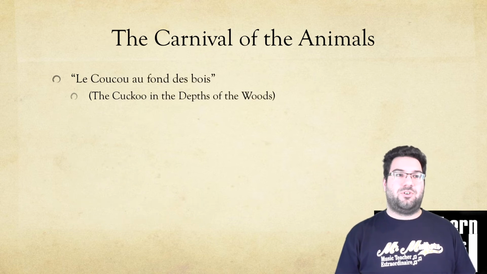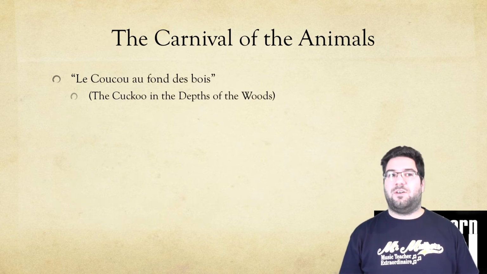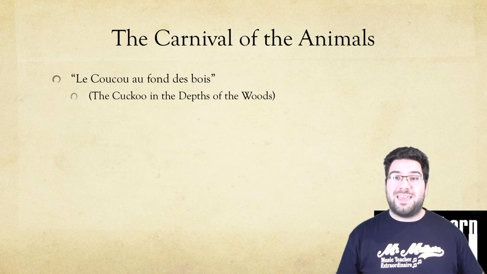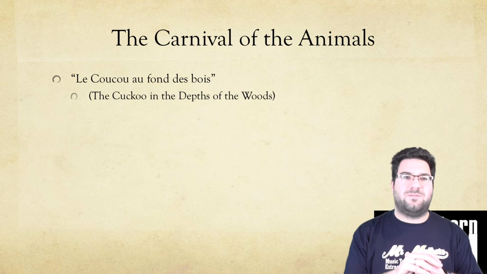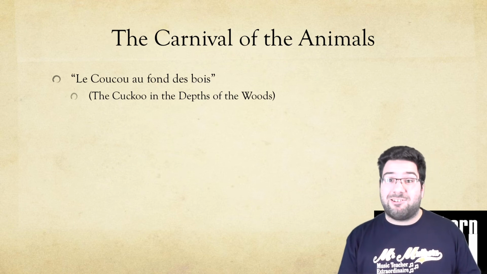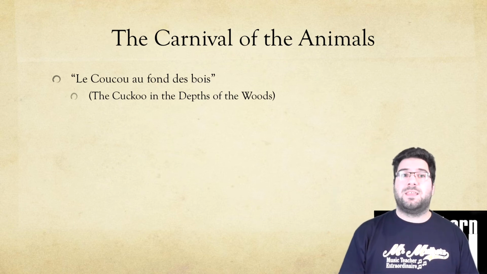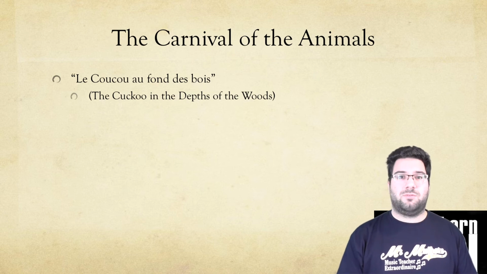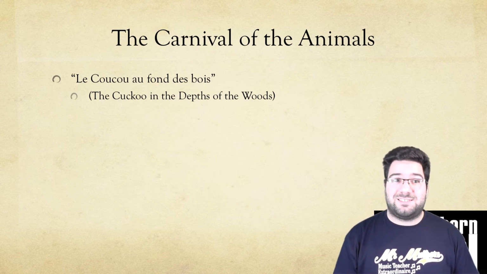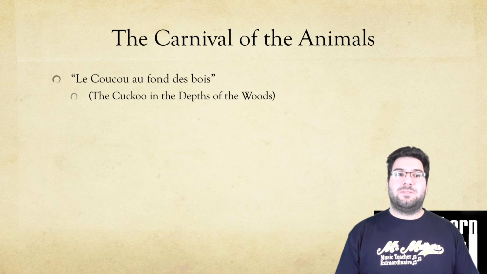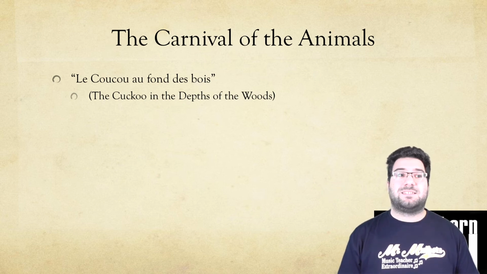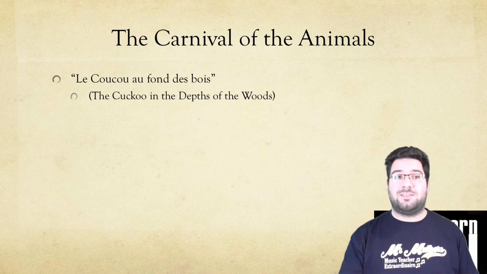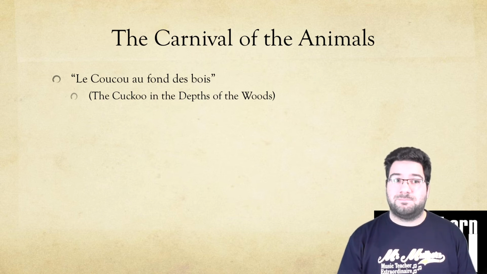Next, The Cuckoo in the Depths of the Wood. This is a softer piece of music. The piano sets the scene for the woods, and you can hear a clarinet over the top. It's mimicking the sounds of the cuckoo. Now, the composer states in the original score that the clarinet should be played off stage, so it sounds like it's hidden deep in the woods.